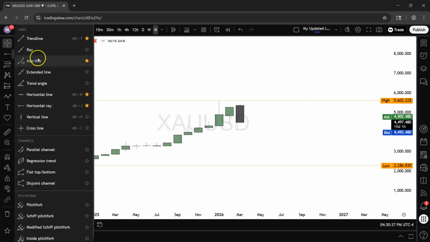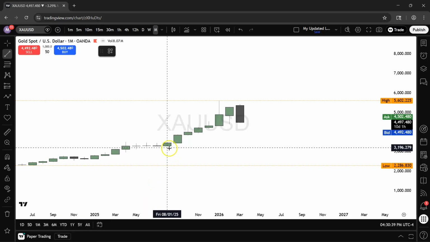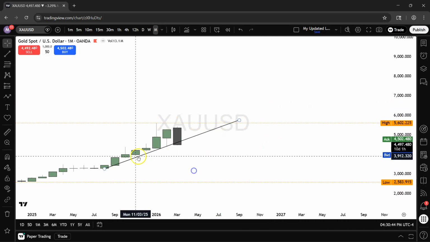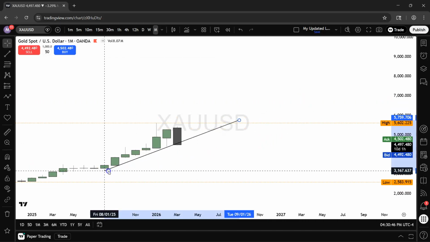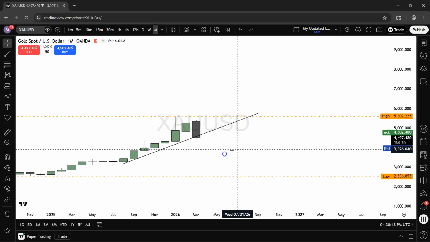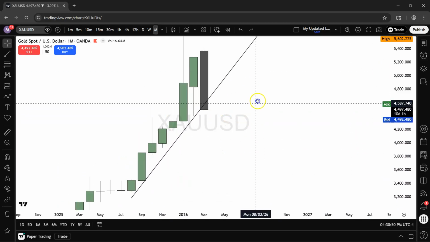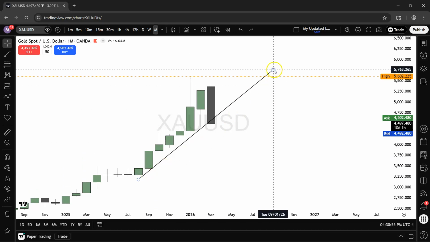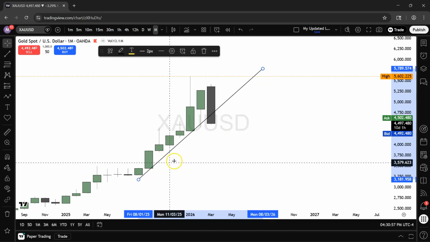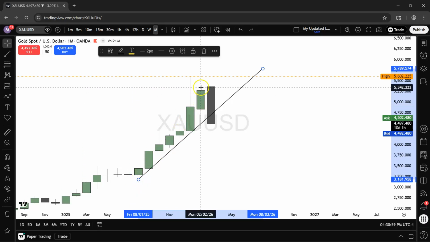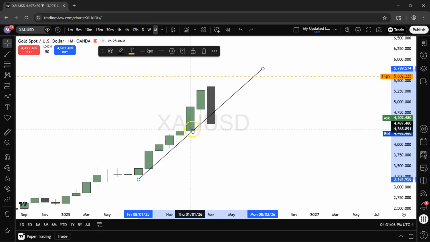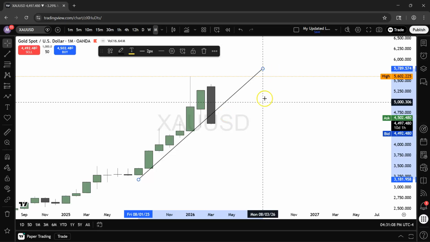But what we want to do, of course, the first thing is put our trend line from the bottom to the top, like this, making sure that a couple of the candles are touching the trend line. All right, so that's the first thing we want to do, because as you can see, it was trending higher, and then we have this bearish candle breaking or crossing over the trend line.